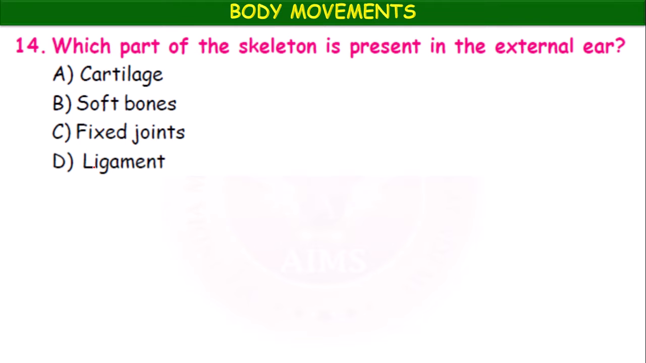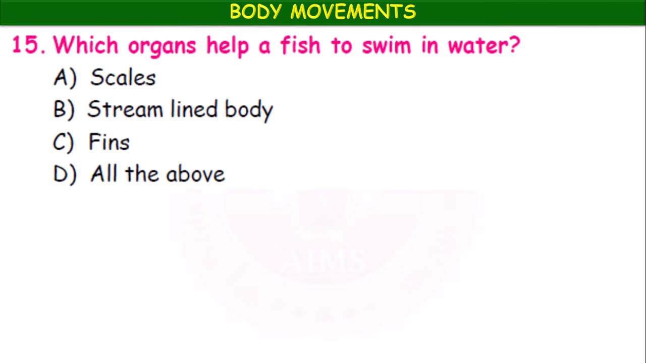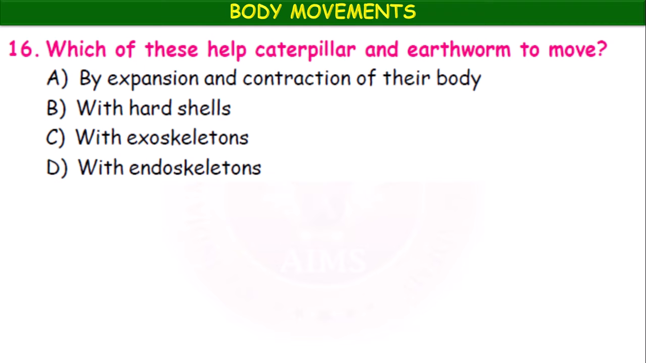So which part of the skeleton is present in the external ear? Cartilage, soft bones, fixed joints, ligaments. It is the cartilage; the external ear, the pinna, is made up of cartilage. Which organs help a fish to swim in water? Scales, streamlined body, fins, all of them. Okay, all of these help them to swim.